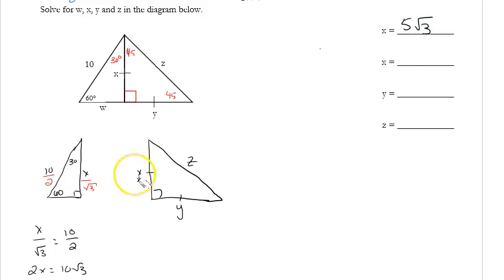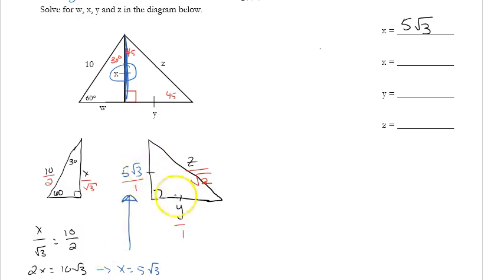That's hugely helpful because I now finally have something that I can use over here. I know that this is 5 square roots of 3. That's the side that they both share right here. So once I find what x is, I can use that. Now I can use my 45, 45, 90 relationships. That's over 1, that's over 1, that's over square root 2.